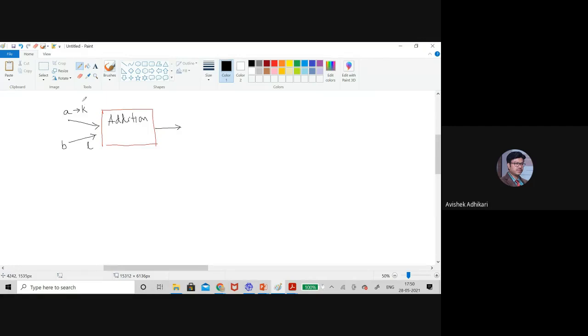So approximately, this is bit length, right? This is the size of A, this is the size of B. Approximately, how many addition bit operations do you think you need to execute? How many bit operations do you need to execute?